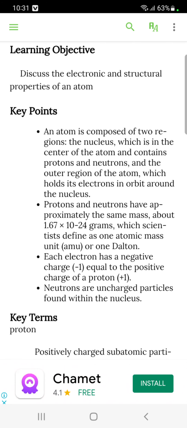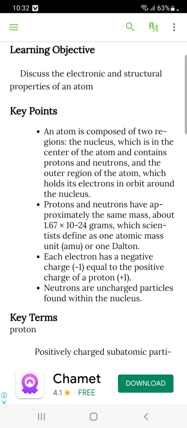Here are some key points. There are 4 key points which we have to discuss. I'm going to read it. An atom is composed of two regions: the nucleus, which is in the center of the atom and contains protons and neutrons, and the outer region of the atom, which holds its electrons in orbit around the nucleus. Number 2.